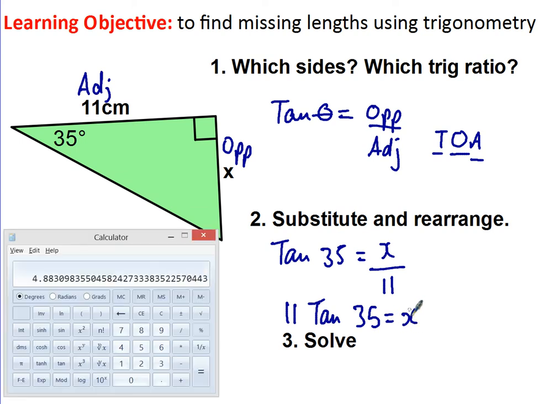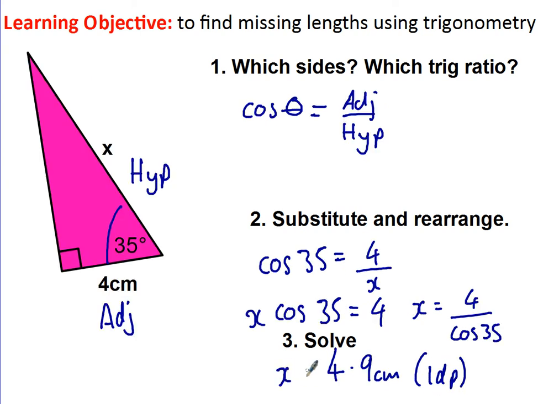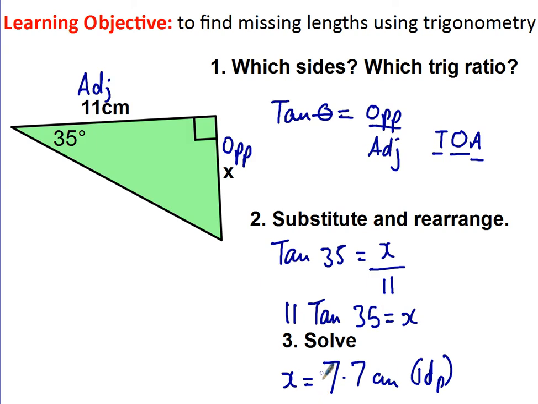Bring up the calculator. So we need to do 11 multiplied by brackets 35 tan close brackets. That's just this peculiar calculator for you, but basically I'm doing 11 times tan 35 equals 7.7. So x equals 7.7 centimeters to 1 decimal place. I'm going to go back and put x equals. Okay, that's it. That's how you do it.